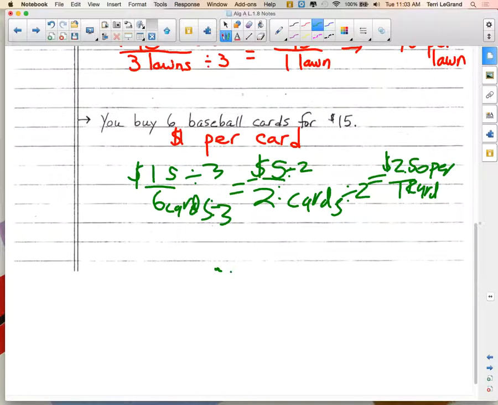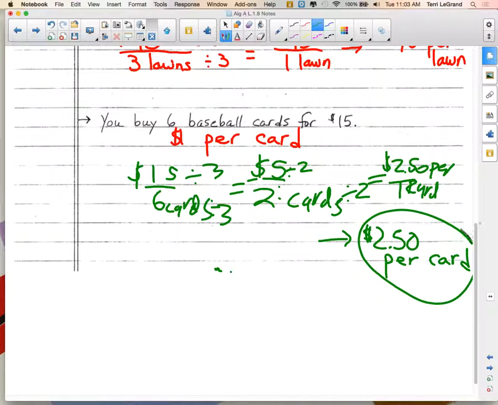Thank you. Okay, so according to Sam, I'm gonna write it right down here. He says that it is $2.50 per card. Is that what you got? Now, Sam took a little bit different route maybe than you did. He started by dividing by 2, or 3, I mean, yeah. Excuse me. Thank you, Preston, for catching that.